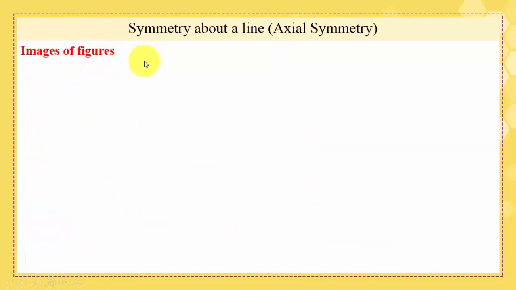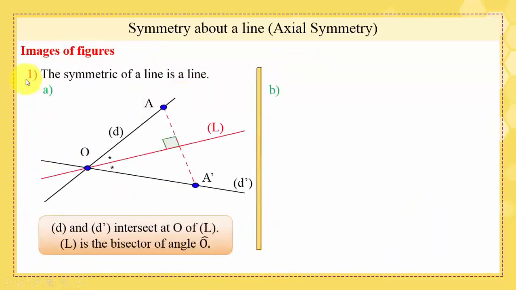Now, images of figures. 1. The symmetric of a line is a line. Look here. This is line L, the axis of symmetry. This is line D. We should draw the symmetry of line D with respect to line L. To draw a symmetry of a line, you should take 2 points. We take point O and the point A. The symmetry of point O is O itself. Why? Since O belongs to the axis of symmetry.